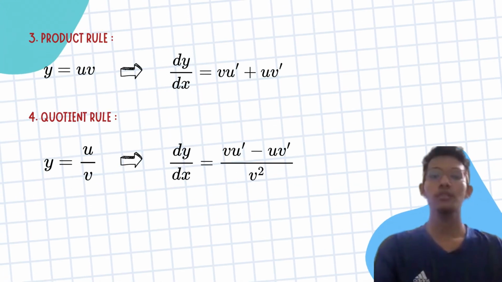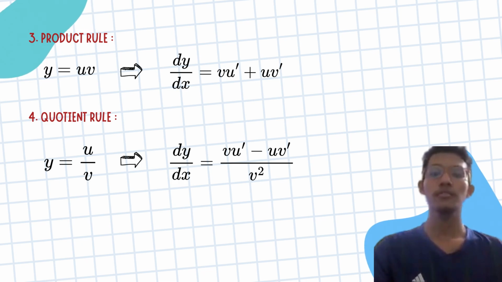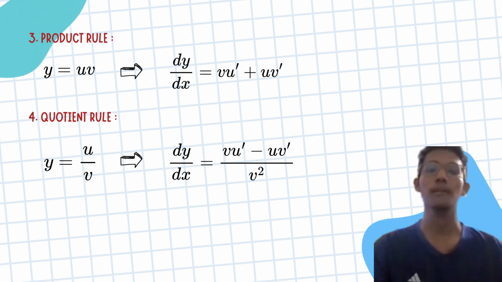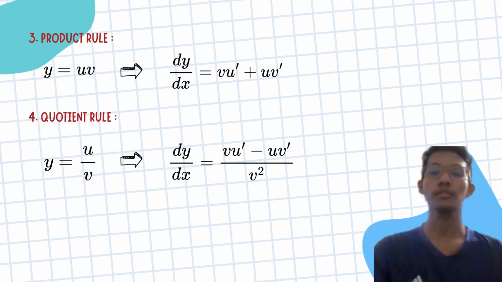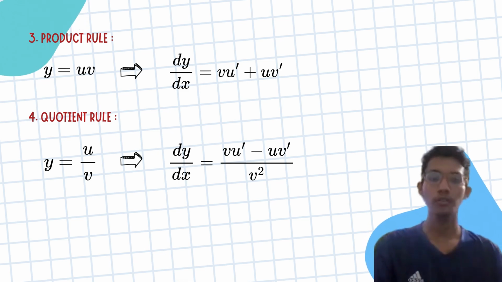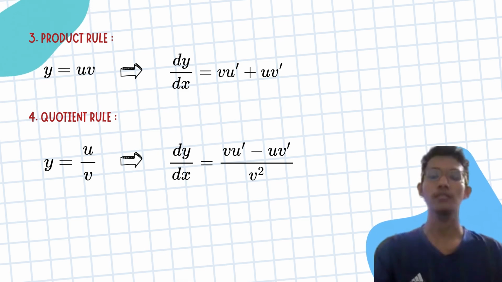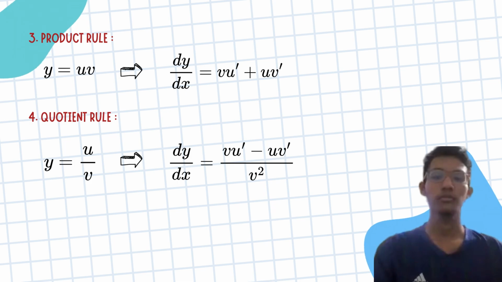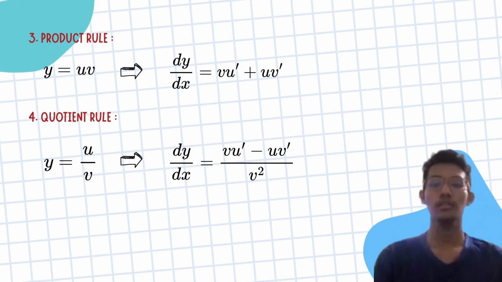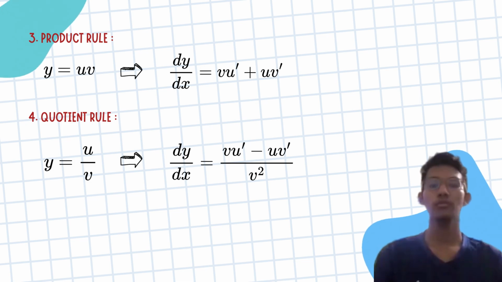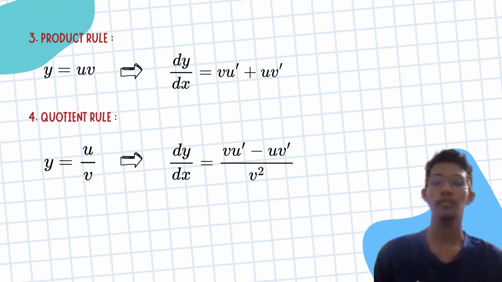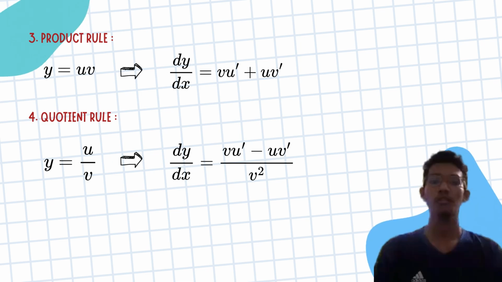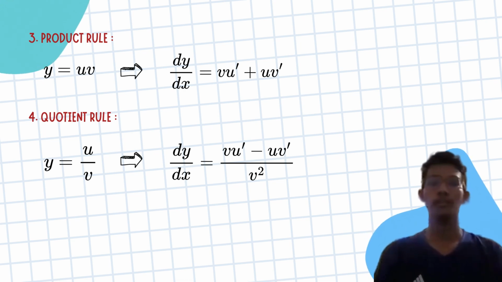Now, let's continue with the product rule. When we want to differentiate two functions that are multiplied together, we cannot just differentiate them separately. We need to apply a specific rule, which is the product rule. Product rule formula: if we have a function y equal to u multiplied by v, we need to change the function into u prime multiplied by v plus u multiplied by v prime, and we can calculate them to get the answer.